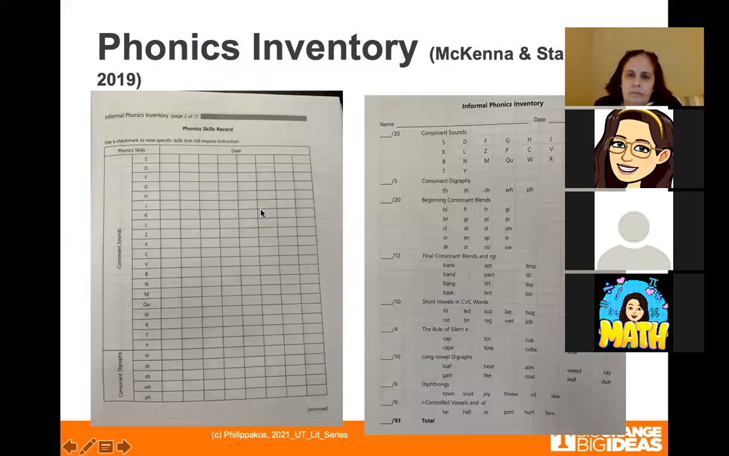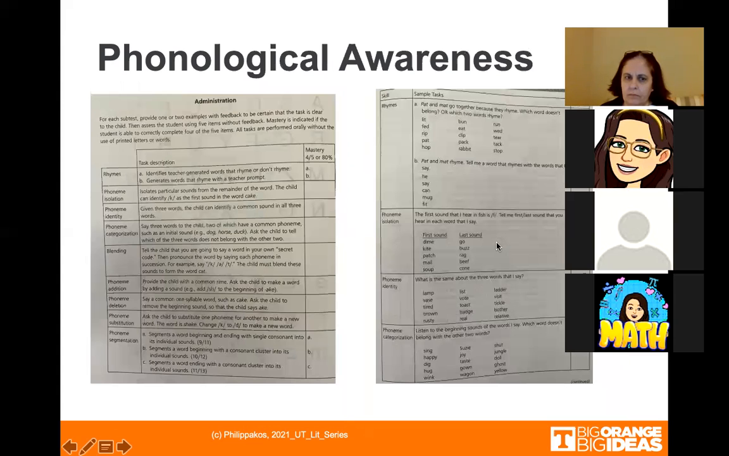You may also have a phonics inventory. In Assessment for Reading Instruction by McKenna and Stahl, there are ready-made assessments, and one of them is the informal phonics inventory that assesses consonant sounds, digraphs, and consonant blends. The goal is to see whether a student knows them and has mastery of them, because if they are not aware of a blend, they will struggle to read a word that includes a blend. As the student is reading, the teacher is recording, and this can be done across dates, so you can see how the student is performing across time.